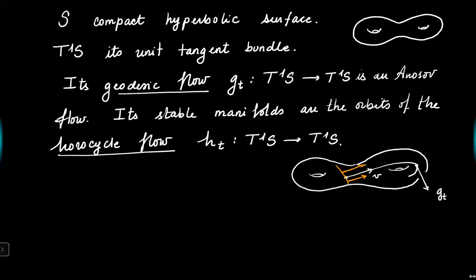A brief introduction. If you have a compact hyperbolic surface, such as the one in the picture, I'll be calling T1 S its unit tangent bundle. The geodesic flow on the surface, the phase space of which is, of course, T1 S, is an Anosov flow, and its stable manifolds can be parameterized as the orbits of another flow, which is the horizontal flow. Here I've drawn a white geodesic orbit and an orange horizontal orbit.